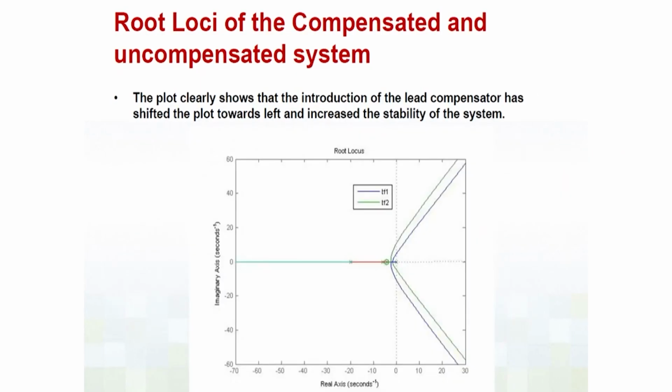Now, what will be the effect of this lead filter? If I try to plot the root loci of the compensated and uncompensated system, this blue line is the TF1 of the system, which is uncompensated, and the green line is the compensated system. You can clearly see that the green line is away from the blue line. That means it is going towards the left, which means it will be a more stable system. So, that stability is what we have been able to bring to a system with the help of the design of this lead filter.